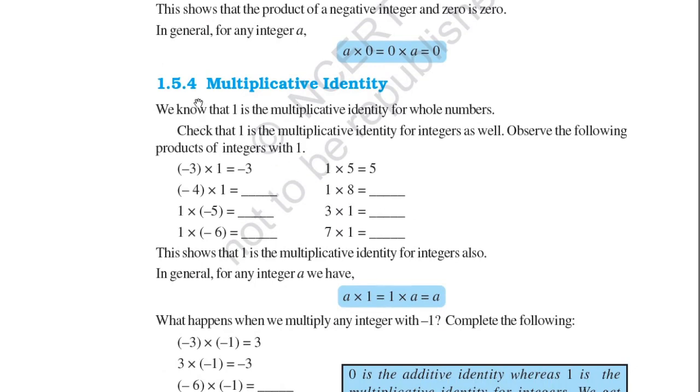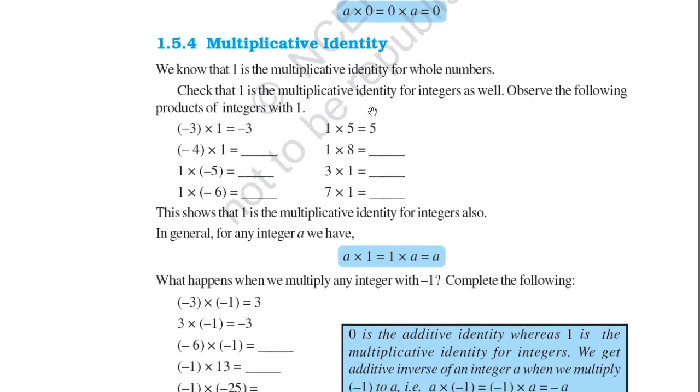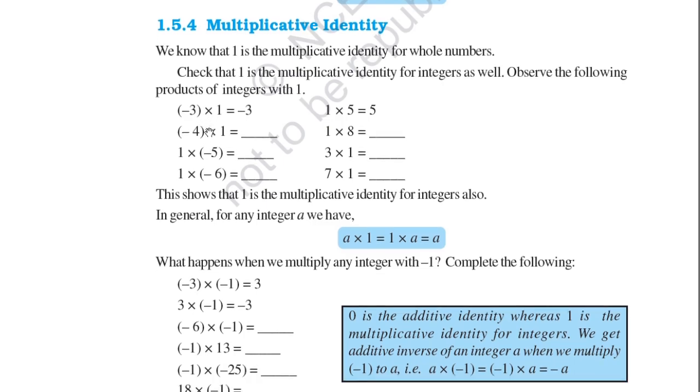1.5.4, multiplicative identity. We know that 1 is the multiplicative identity for whole numbers. Check that 1 is the multiplicative identity for integers as well. Observe the following products of integers with 1. So you can see, whatever you multiply, it will give the same number.